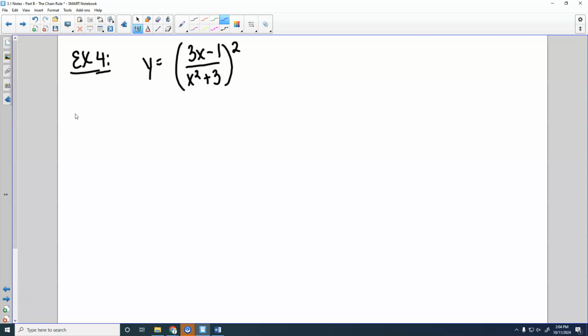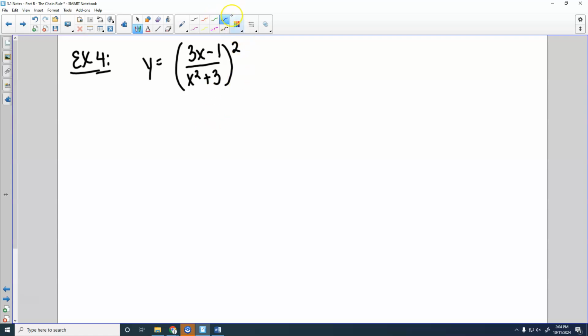You have some different options for how you can deal with this one. You could rewrite it as (3x minus 1) squared on top and (x squared plus 3) squared on the bottom, and then do a quotient rule. Or you can treat it as a chain rule from the beginning. So I think I'll do the chain rule from the beginning.